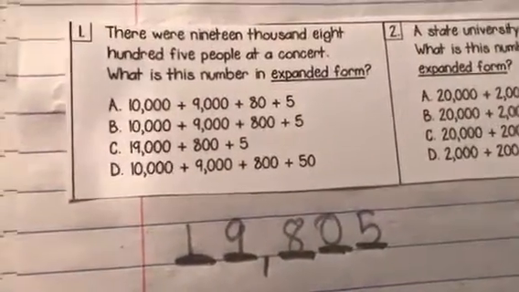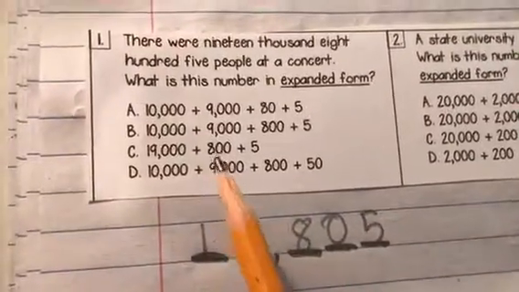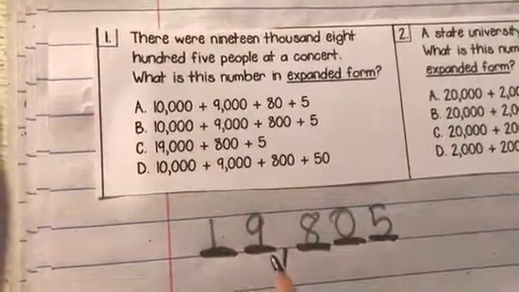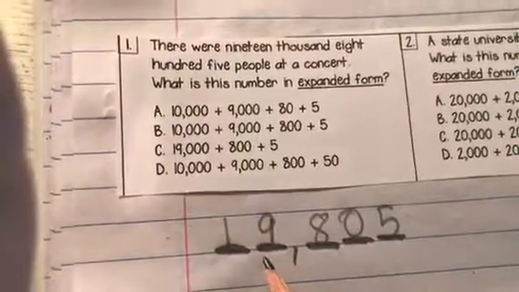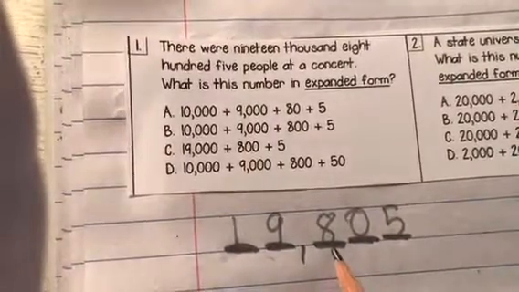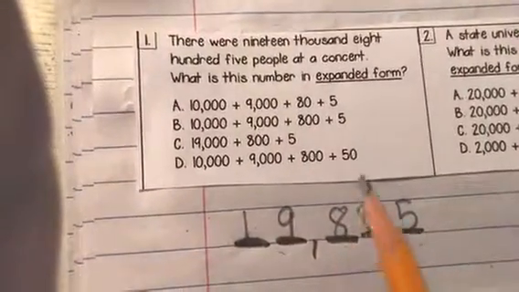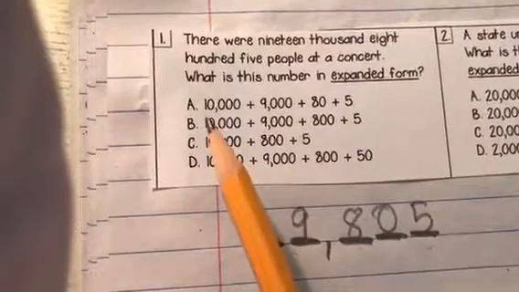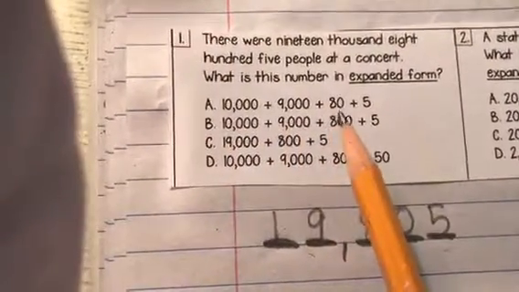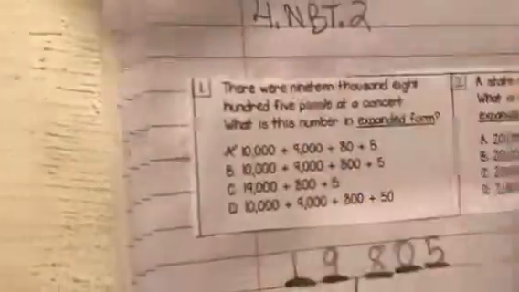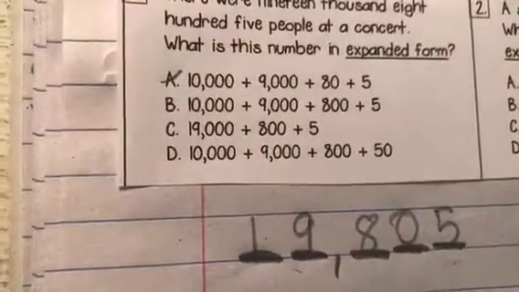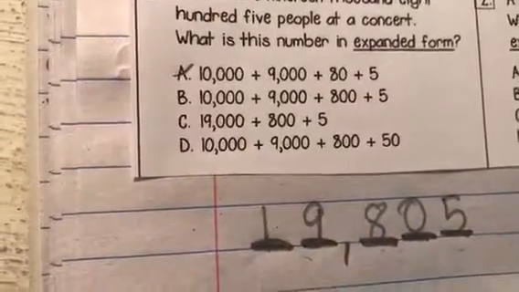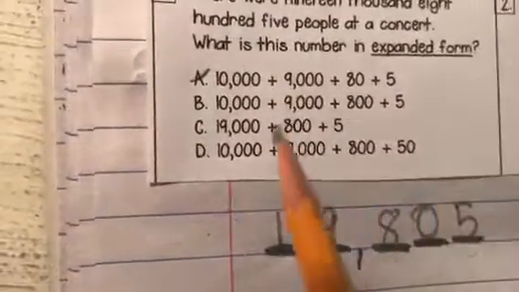Once I have that number written down, then I can look for the expanded version of it. So if I'm going to break this number down, first it's going to be 10,000 plus 9,000 plus 800 plus 5. So I can look at my choices. Now A has the 10,000 and the 9,000, but then they went to 85. So I know that one would be wrong. So I would cross that one off. The next one is 10,000 and then the 9,000. Those are two correct. And then I see the 800 and the 5. So I know that that one is correct. I'm going to check the others just to make sure.